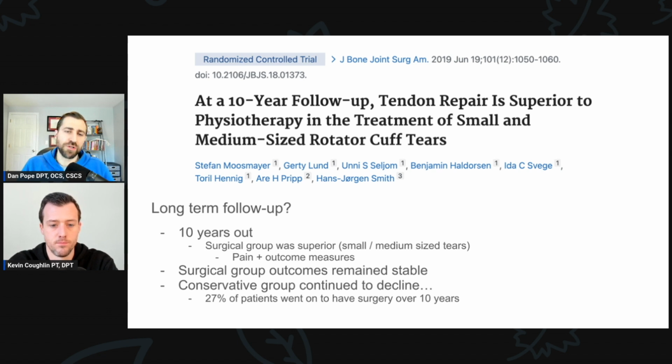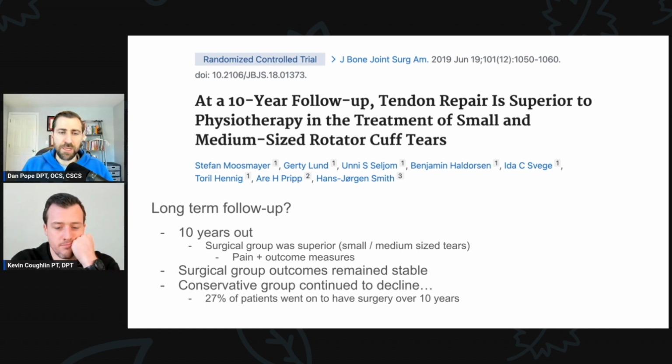Basically, they're looking at longer-term follow-up, 10 years out. And what they found was the surgical group was superior to the non-surgical group, both with pain and the outcome measures that they were looking at. The Constant-Murley was one of the ones they were using. They also said the surgical group outcomes remained stable. So essentially, over the course of time, if you had your rotator cuff repaired, things stayed about the same, right? You had this continued success.